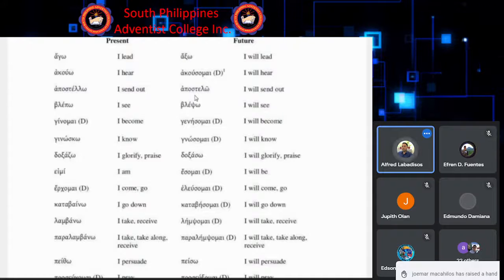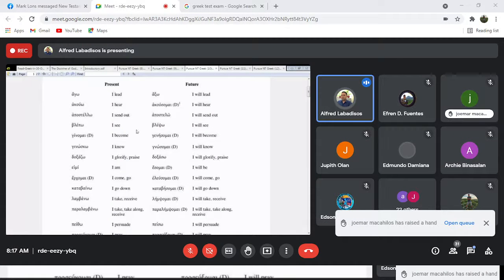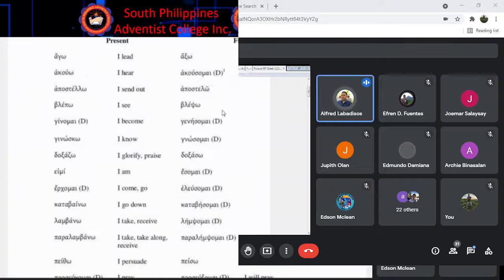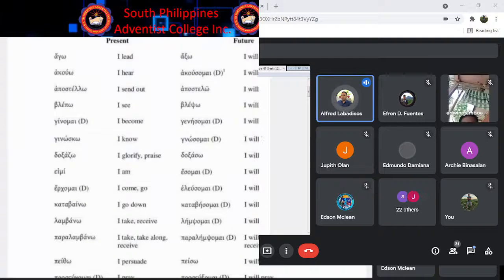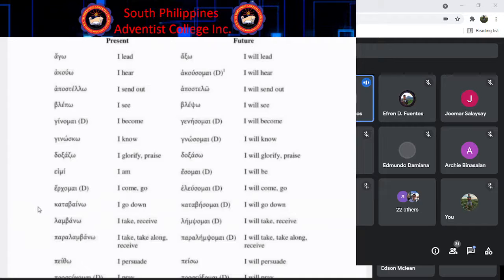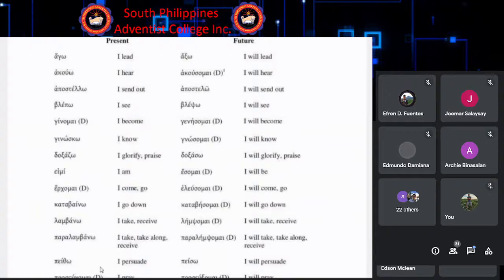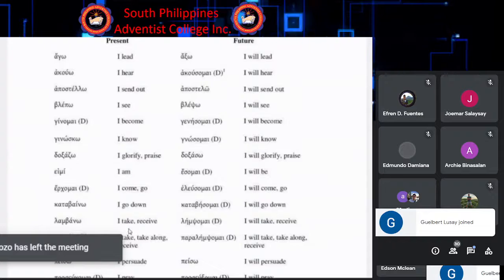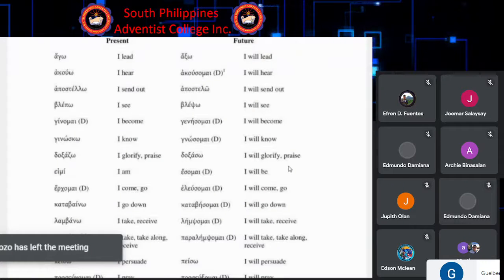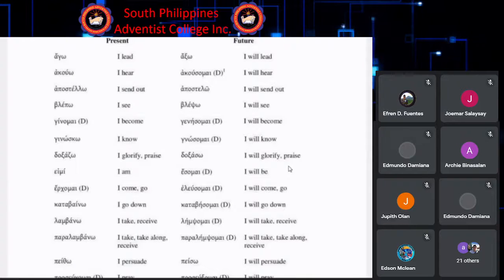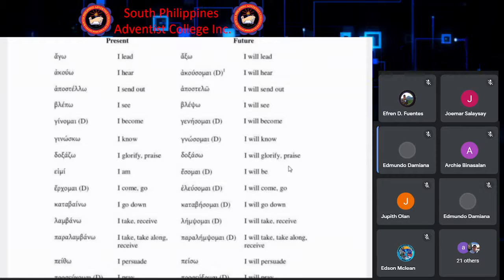Why? Because you don't need to memorize the forms here. Just familiarize. Why? Because we will discuss the rules. Why is this the form in the future? Because we already know the present. The important thing here is you must know the present and the meaning. So you just memorize the present form, okay, and the meaning in the present, because you will know the form of the future if you know the rules.